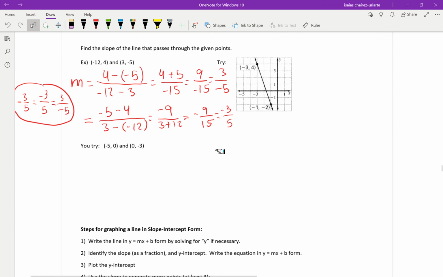Okay, hopefully you paused the video and actually computed these slopes. Let's compare answers. Over here, I'm going to figure out the slope. It's a fraction again, and the numerator is the difference in the y's. It doesn't matter which order you do it, just be consistent. So I'm going to say 4 minus negative 2.